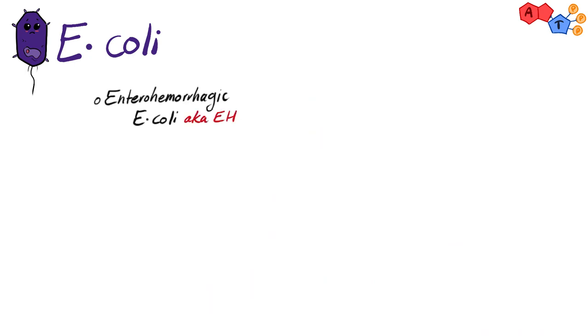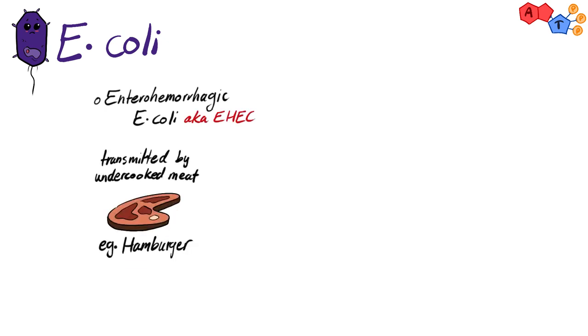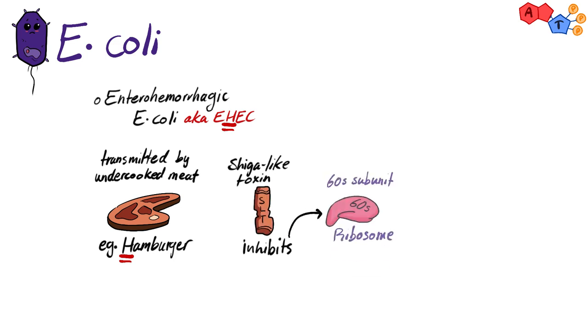Now let's discuss Enterohemorrhagic E. coli, or EHEC. EHEC is most commonly transmitted by eating undercooked meat, such as undercooked hamburger. You can remember that from the "H" in its name. EHEC toxin is Shiga-like toxin that inhibits the 60S subunit of the ribosome. And lastly, remember that EHEC can cause HUS, or hemolytic uremic syndrome.